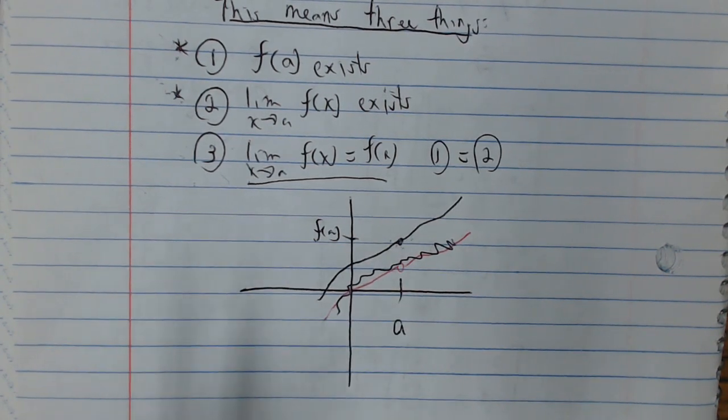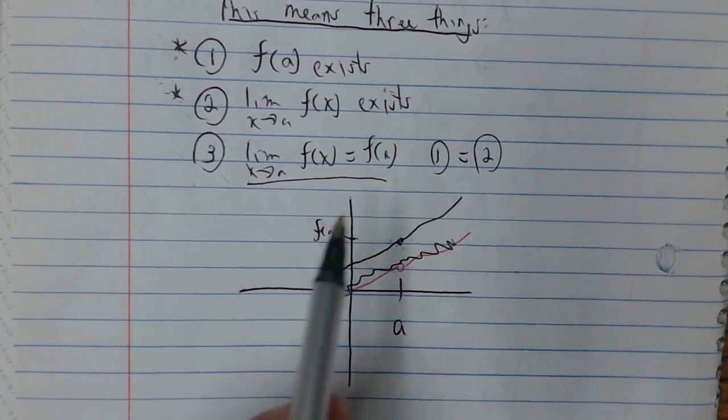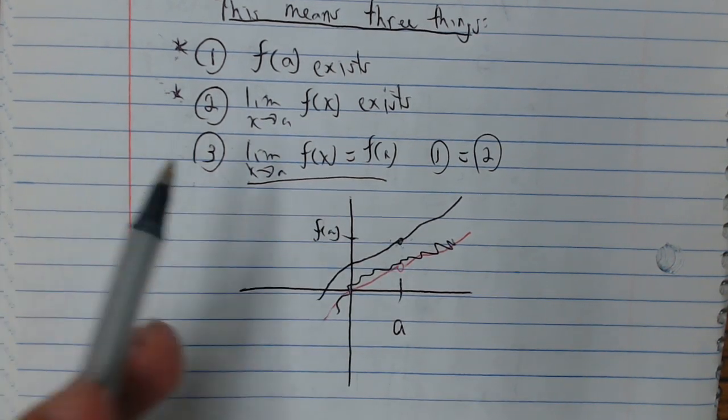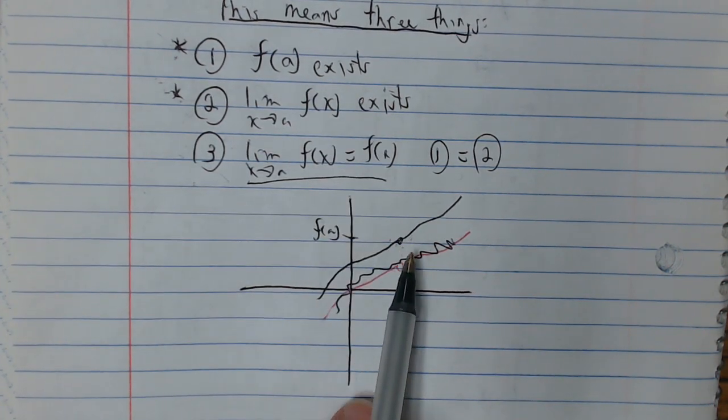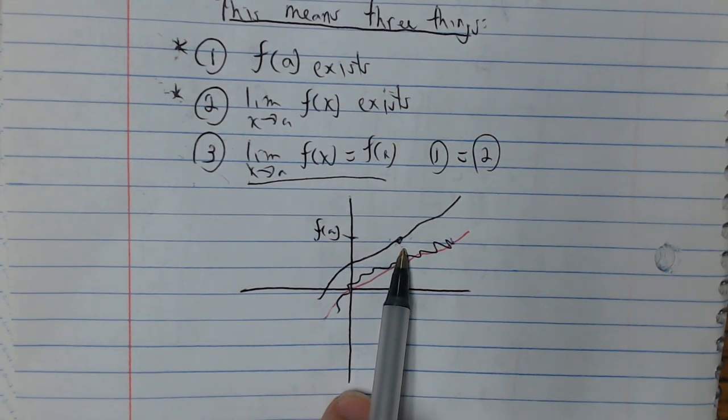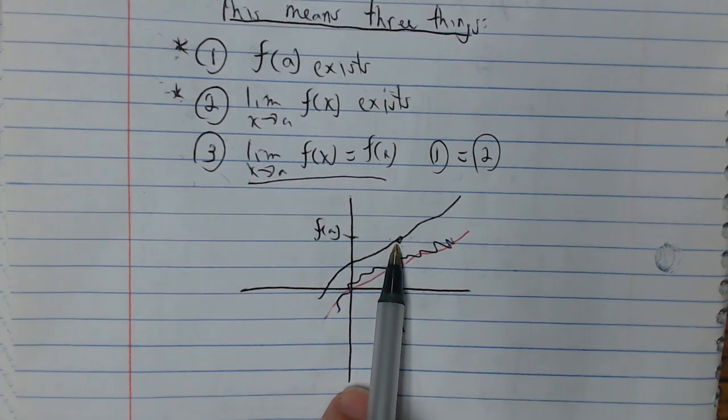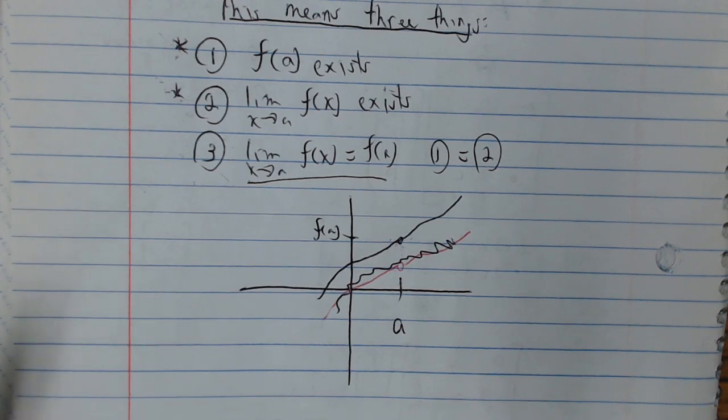So that's kind of like we're closing the gap. Okay, so clearly we could also see what goes wrong if any one of these fails. See, if f of A doesn't exist to begin with, that means I have probably an open point at A, or I have a vertical asymptote, which means right away it's not continuous.